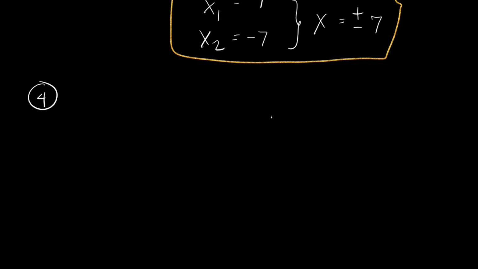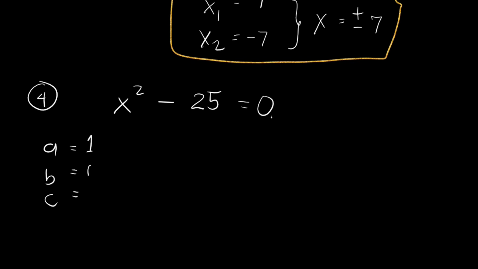Let's have our last example that will be, for example, we have x squared minus 25. Yan, is equal to 0. So, x squared minus 25 is equal to 0. Kunin natin si A, si B, at saka si C. Sino si A? That will be 1. Si B, syempre, wala yung may kasamang x, so 0. Si C ay negative 25.